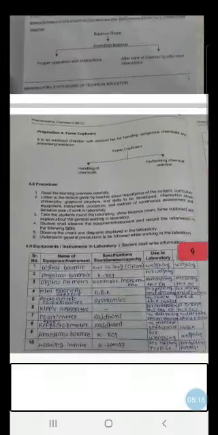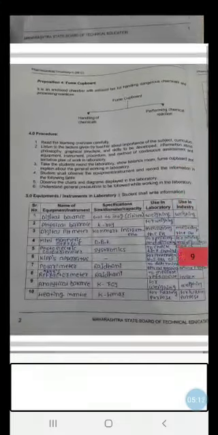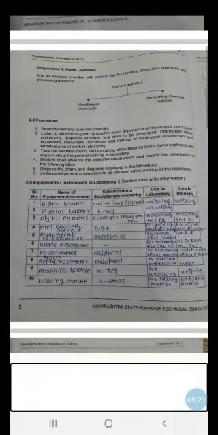Now, whatever you observe in the laboratory, you have to note in these tables which are printed in your manuals. The first table contains a list of equipments or instruments that are there in your laboratory. You have to observe those instruments and write the relevant information which is asked in these tables. Around a minimum of 10 equipments or instruments you have to observe and write there. Note down your observations.